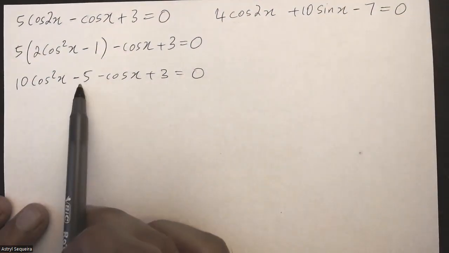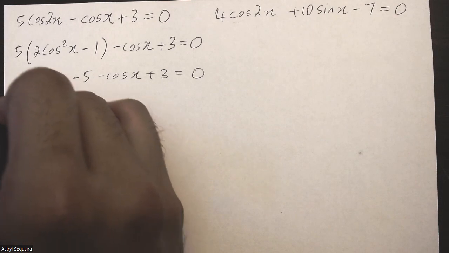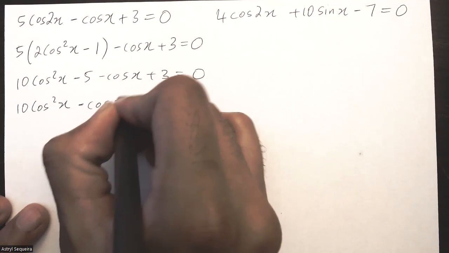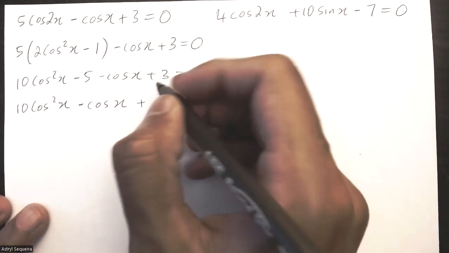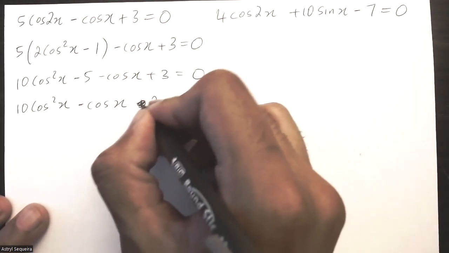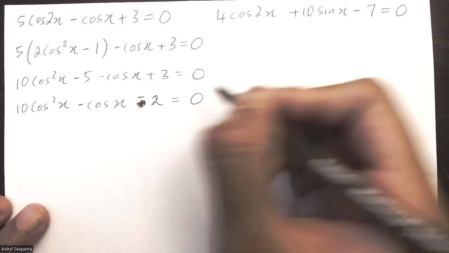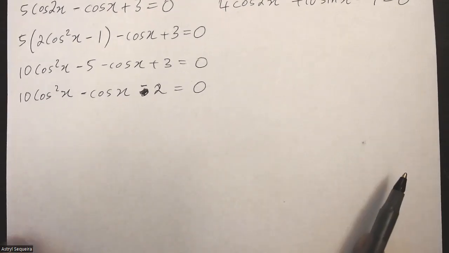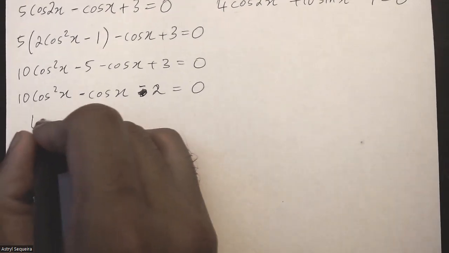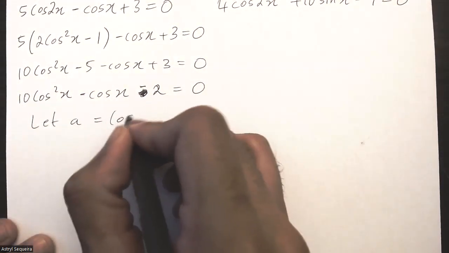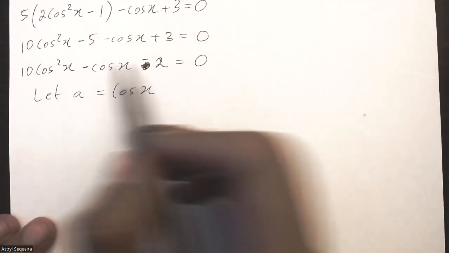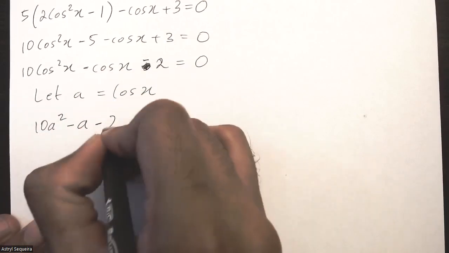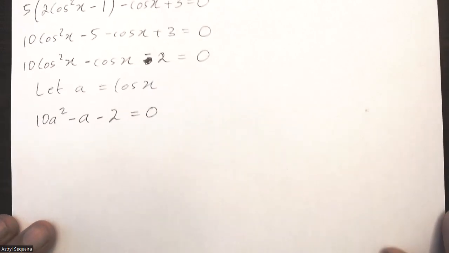And then I want to combine like terms. So negative 5 plus 3 is just negative 2. So I have 10 cos squared x minus cos x minus 2 equals 0. Now this is a complex trinomial over here. To make it a bit easier to factor, let's just say let a equal cos x. So now I can rewrite this equation as 10a squared minus a minus 2 equals 0.